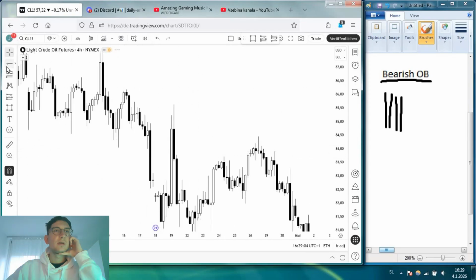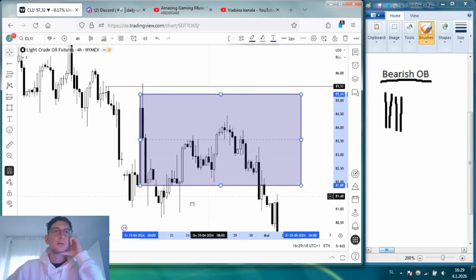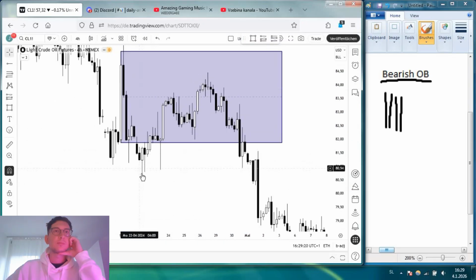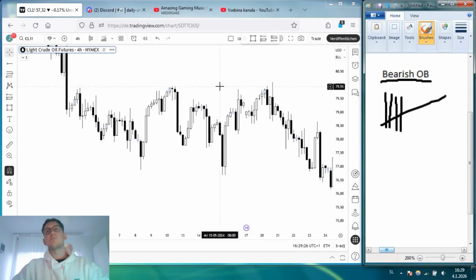One more, okay, maybe here. Look, here we sweep liquidity, okay, we go down, we break the structure. Last move up before we sweep liquidity is this. We go down, then the price continues into the order block, which is a huge one, and then continues lower, okay? So yeah, bro, that's about it.